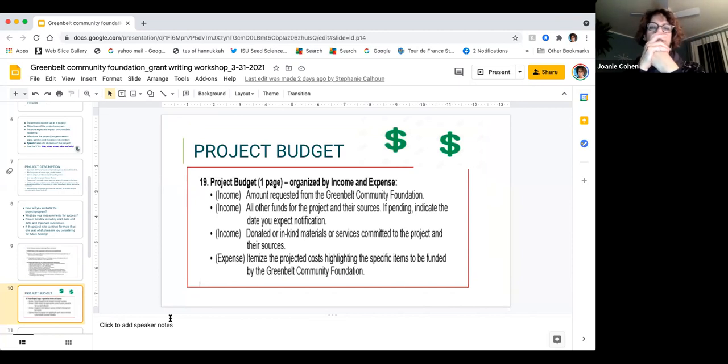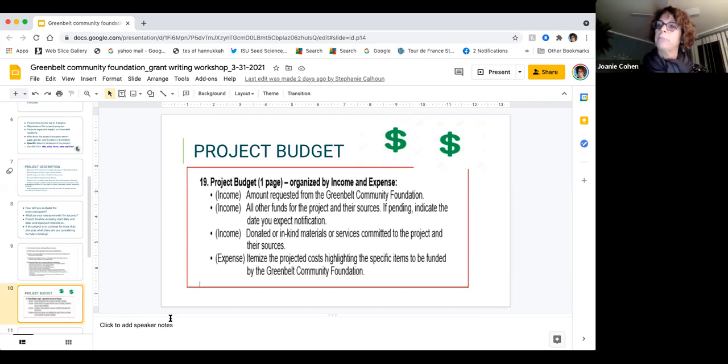It's only one page, the project budget. And it's organized by income and expense. You know, you ask for a certain amount from the Greenbelt Community Foundation. You list any other funds that you might have for this project. So let's say you are also lucky enough to get $3,000 from, I don't know, the Smiths, who you rode up in the elevator with, and they really liked your project. You would list that, it would also be part of what is funding this project.